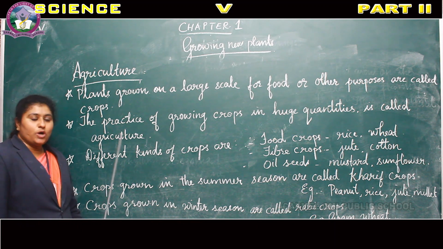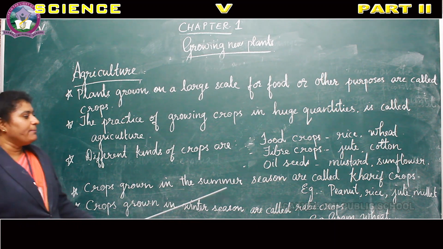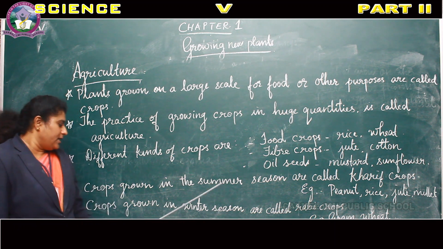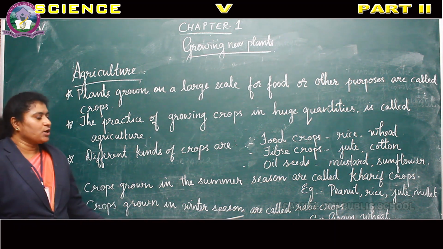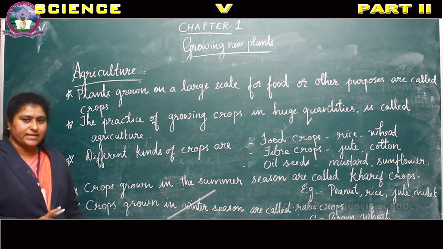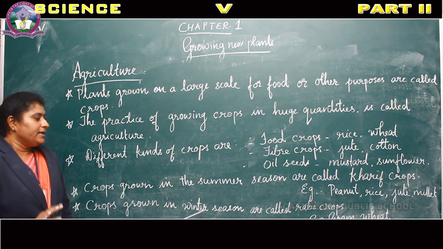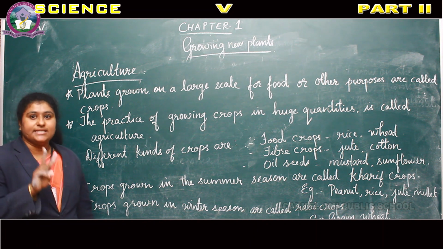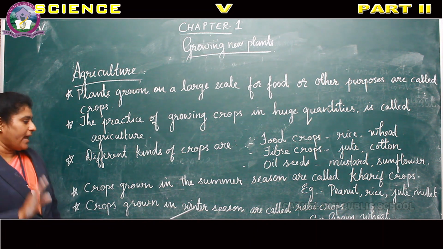Crops grown in summer season are called kharif crops. Crops grown in winter season are called rabi crops. So mainly in India, two types of seasonal crops are there: kharif crops and rabi crops.